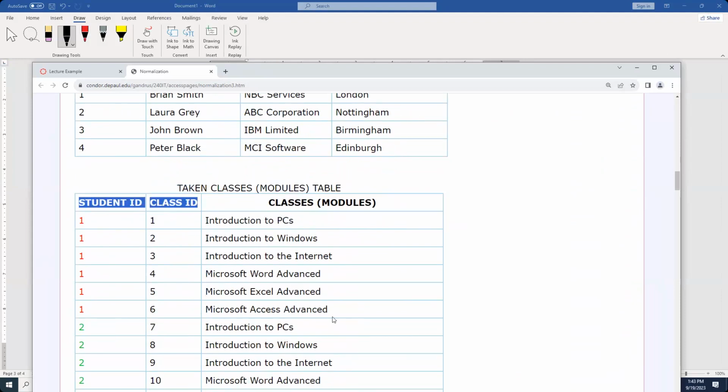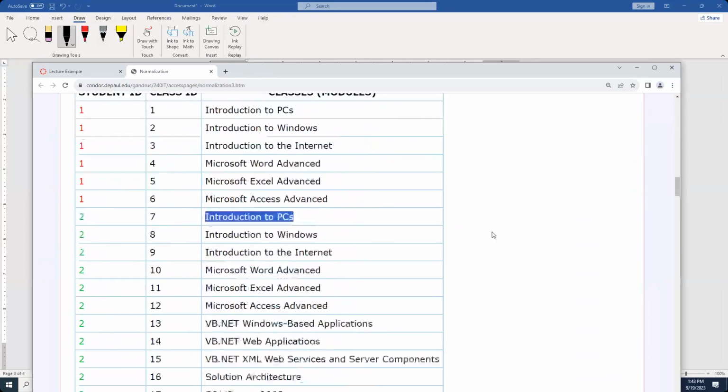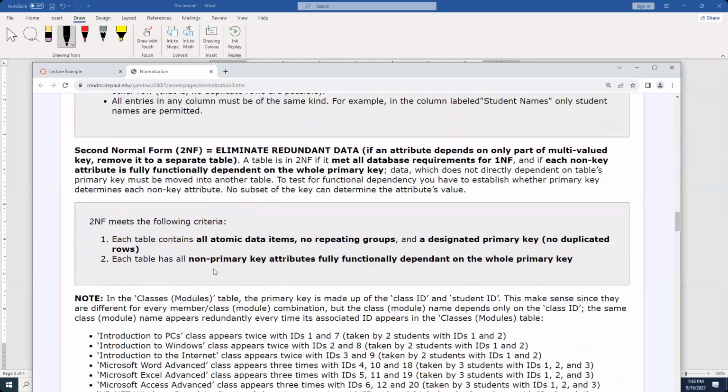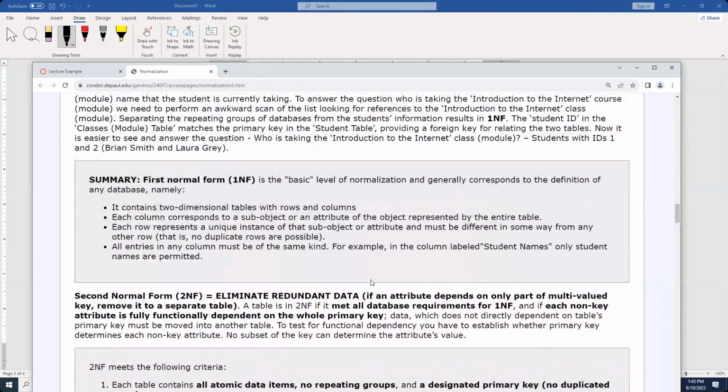Likewise, the course name is stored for every student that's taking the course. What if we get one of these wrong? What if the name is spelled wrong for Introduction to PCs in one case? We'd get an inaccurate list of students taking a particular course. So in normalization terms, we look at no repeating, primary key, and that non-primary key attributes are dependent on the whole primary key.